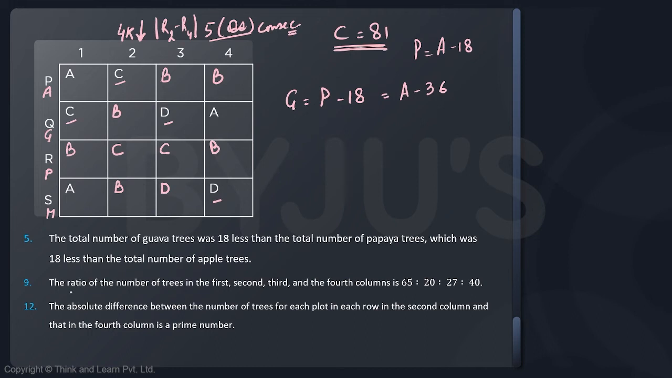Next, the ratio of the number of trees in the first, second, third and fourth column is this. We already know that the total number of trees is 304.